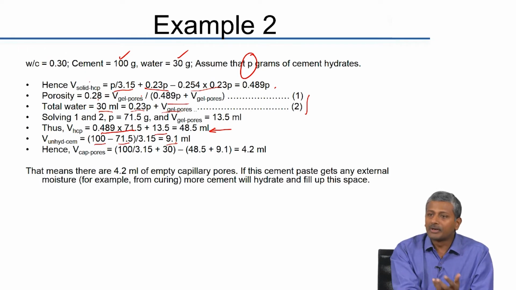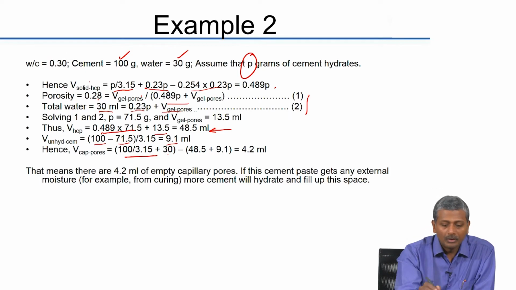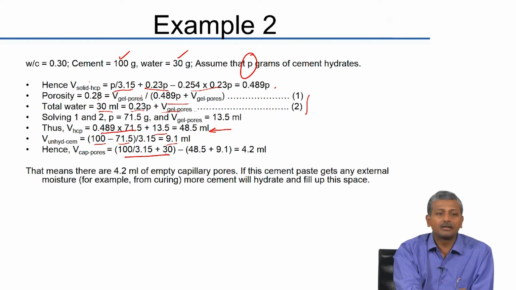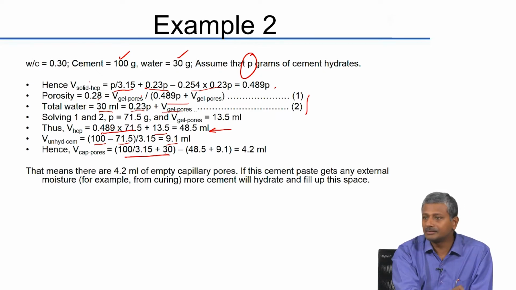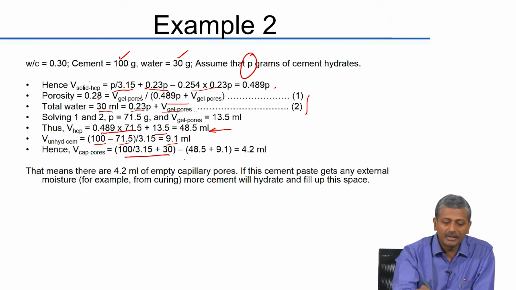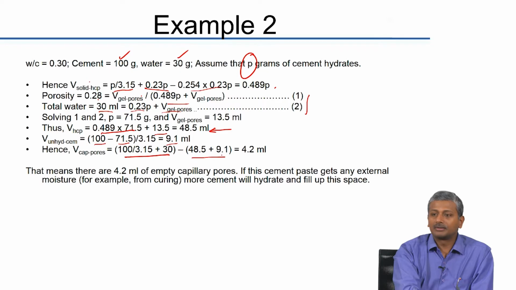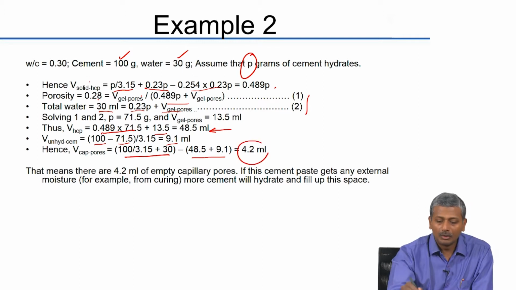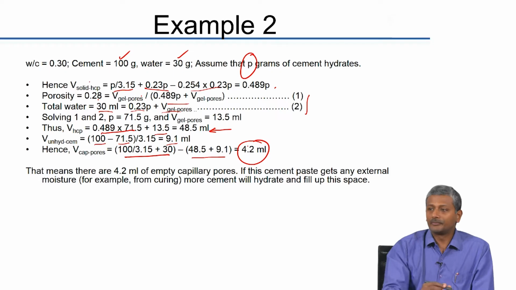So capillary porosity is equal to the volume of the reactants, that is 100 by 3.15 plus 30. 100 by 3.15 is the cement volume, 30 is the water volume, minus the volume of the product, that is 48.5 of hydrated cement paste plus 9.1 of unhydrated cement. Okay, so that gives you 4.2 milliliters.